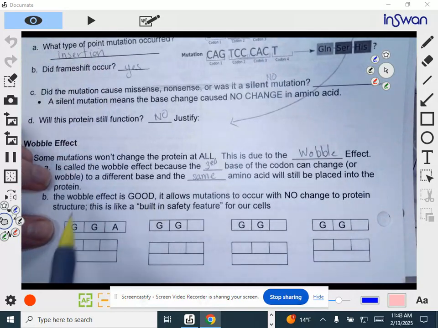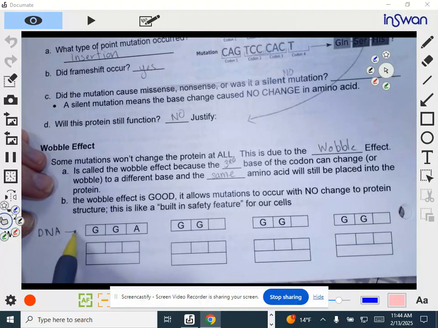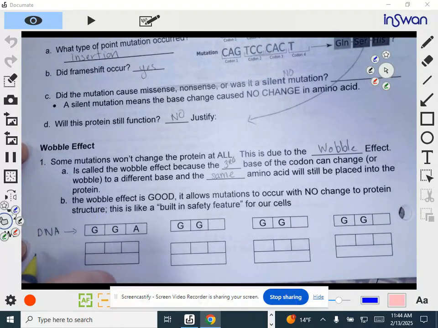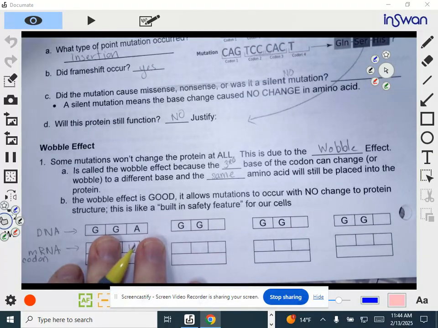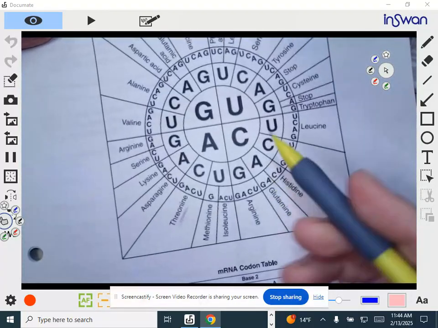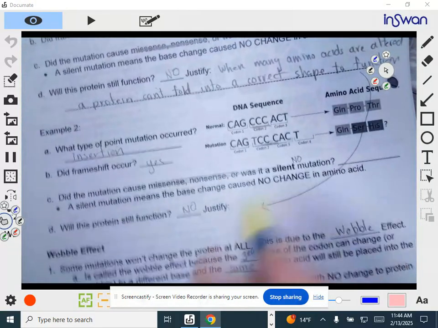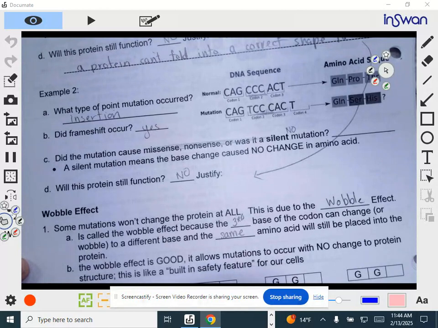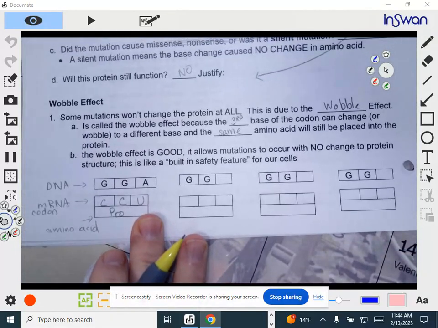So if you have DNA, so let's indicate this is DNA, and the DNA says GGA, all right? Well, the mRNA codon, so let's write mRNA codon, would be CCU. If we look up CCU, we get proline. So let's put proline in the box. Those are the amino acids. That's an amino acid. Let's just kind of label it to make sure we understand proline.